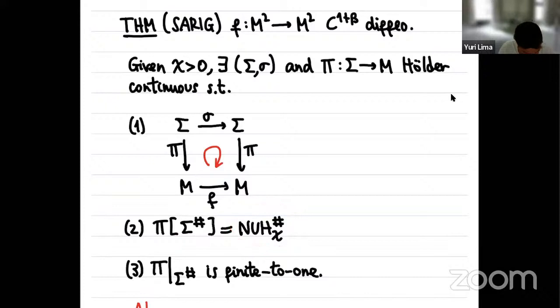And actually, once you restrict to this subset sigma sharp, which I will tell you in a minute what it is, then this pi here is finite-to-1. Okay?